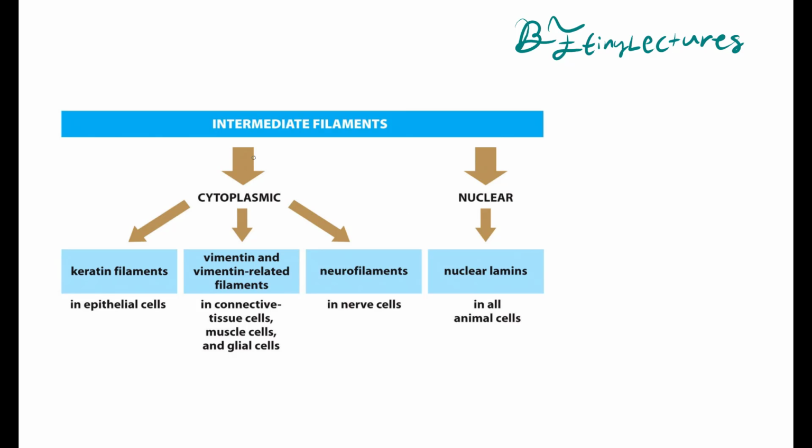So for instance, all the intermediate filaments can be found within the cytoplasm. But where? Well, if we look inside the epithelial cells and we look at the cytoplasm, we can see that the filaments are called keratin filaments. And for the epithelial cells, this offers support. Right? Support and strength.